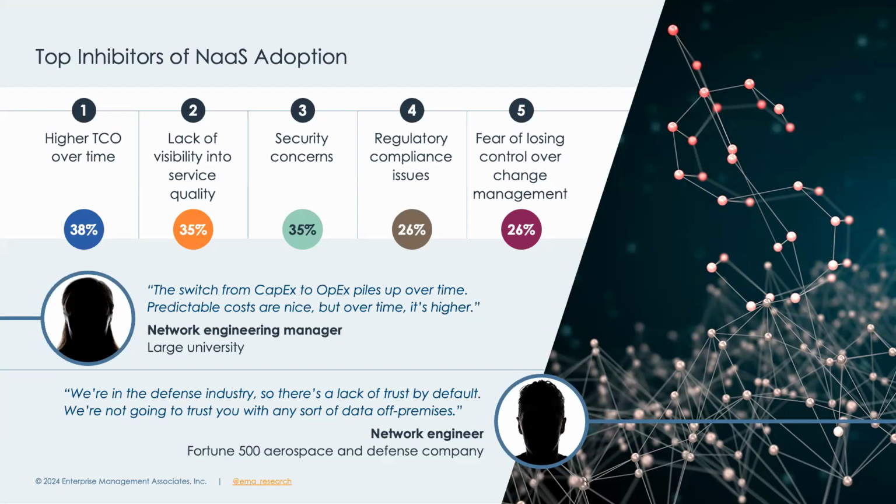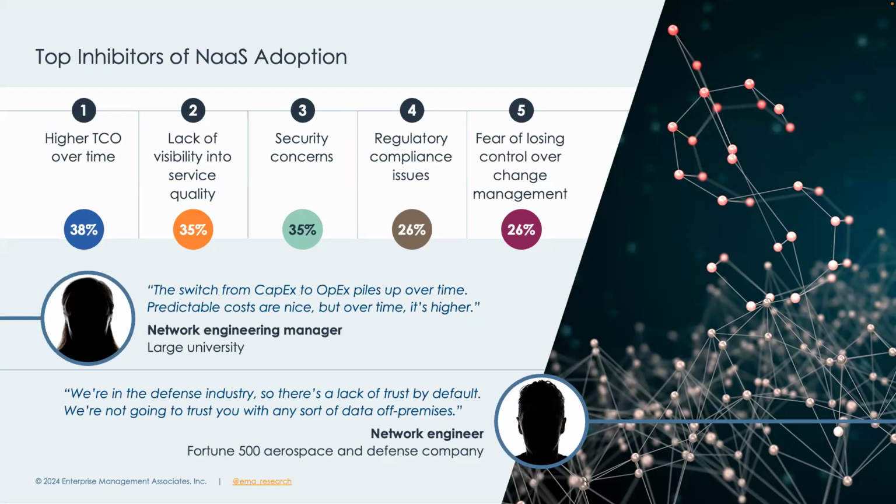And you see this quote at the bottom from a network engineer at a Fortune 500 aerospace and defense company who hits the nail on the head by saying, we're in the defense industry, so there's a lack of trust by default. We're not going to trust you with any sort of data off premises. And then related to that, regulatory compliance issues, like a bank might be worried about outsourcing something. They're just starting to feel comfortable with cloud infrastructure as a service, let alone being comfortable with network as a service.